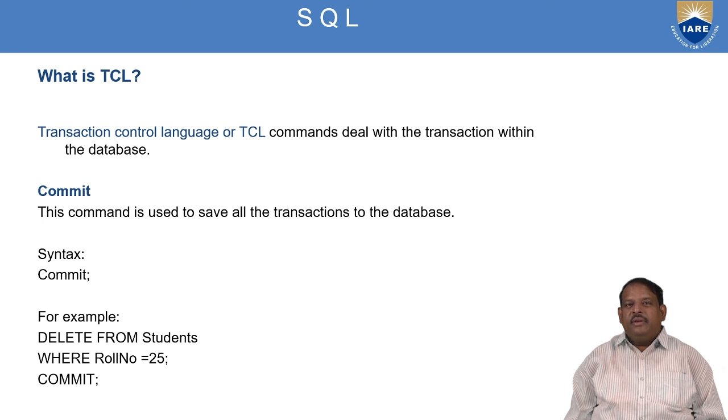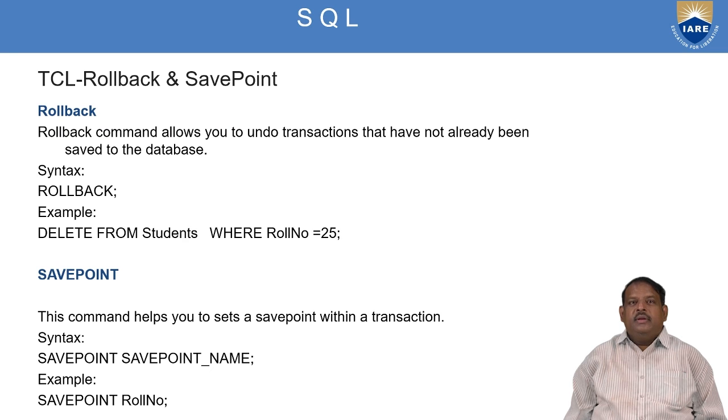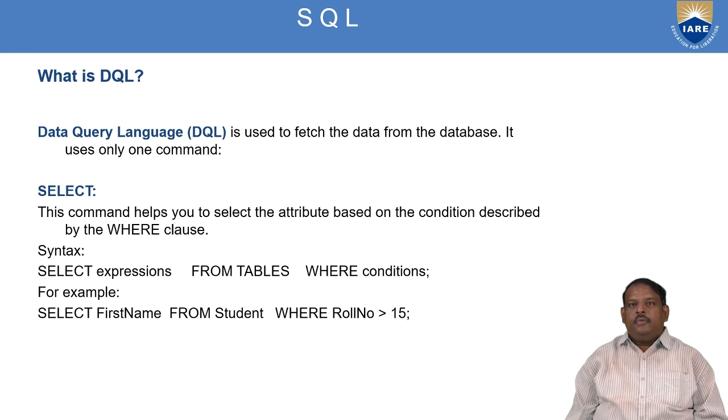In TCL we have commit, which is to save all the changes to the database. Rollback is to undo your transactions that have not been saved to the database. So if I say rollback, your data will not be stored in the database. It will be undone. And for anything in a transaction that we want to temporarily save, we have to use a savepoint.